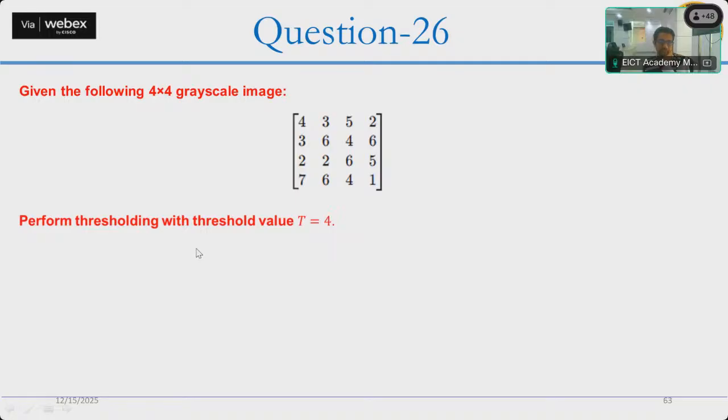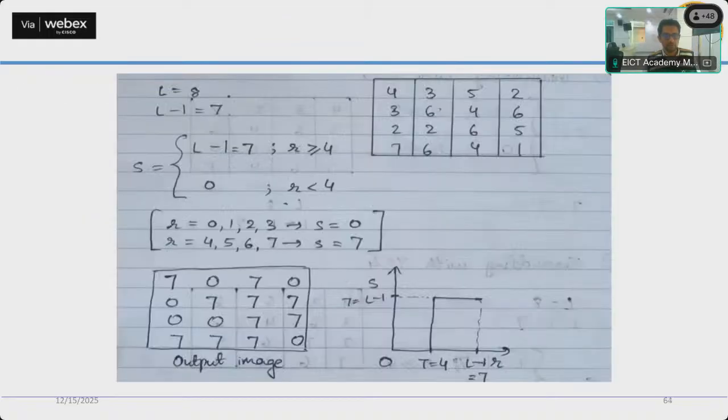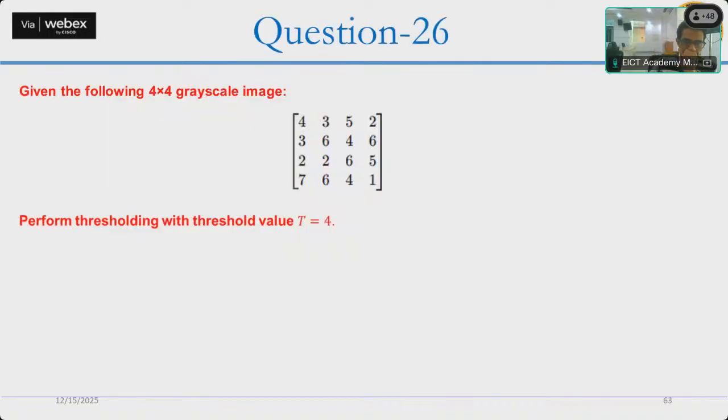Consider the following 4 by 4 grayscale image. Perform thresholding with threshold value capital T equal to 4. So what is to be done here? We have performed the thresholding with threshold value capital T equal to 4. That the maximum value can be over here. So the important thing here is that L equal to 8. Why L equal to 8?